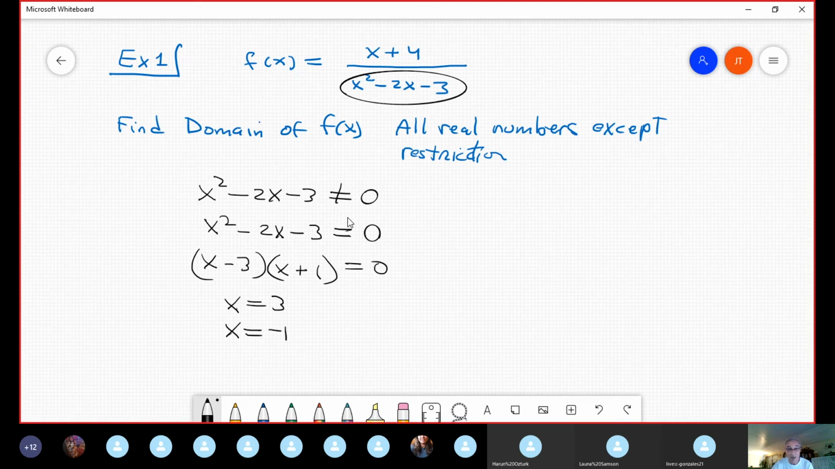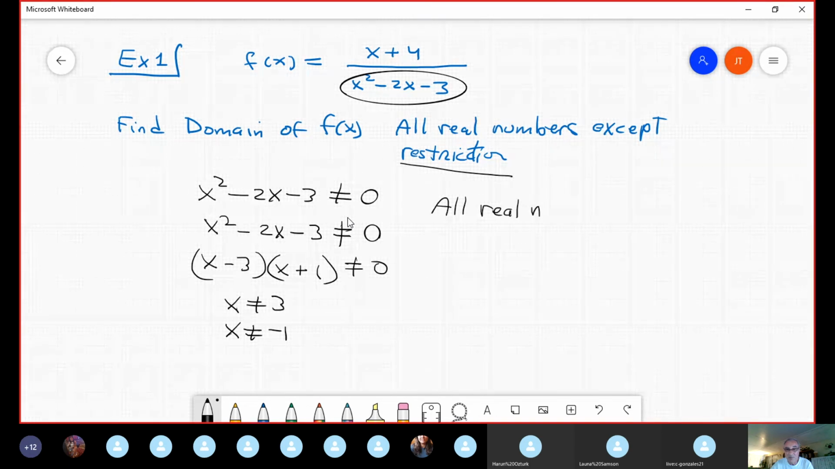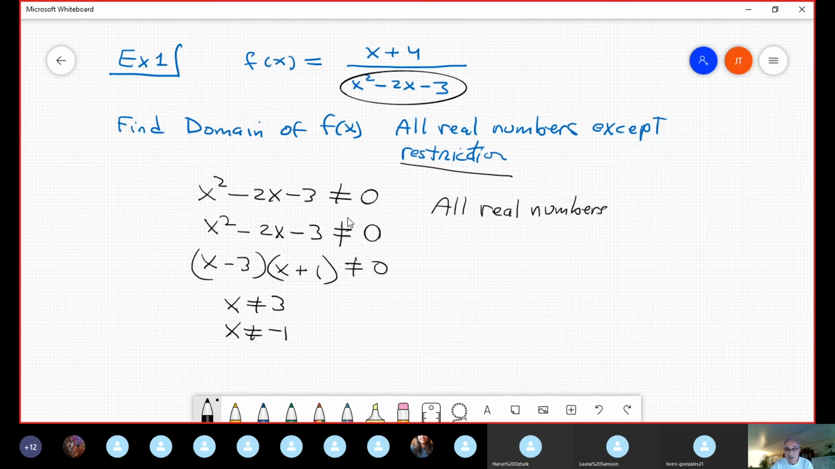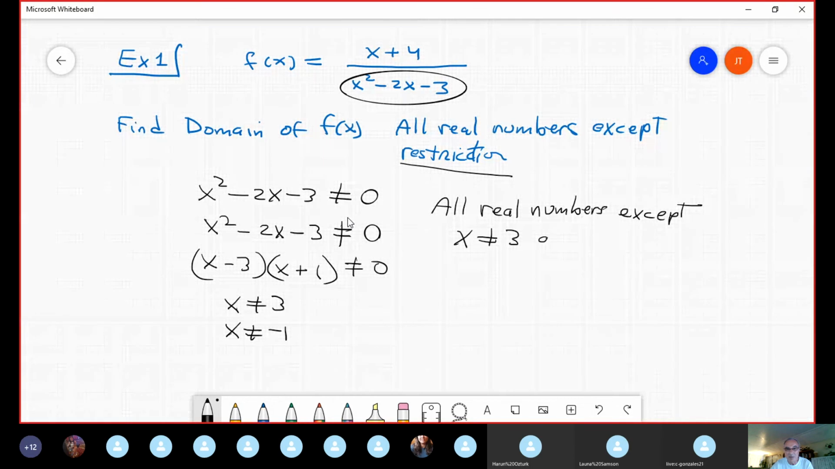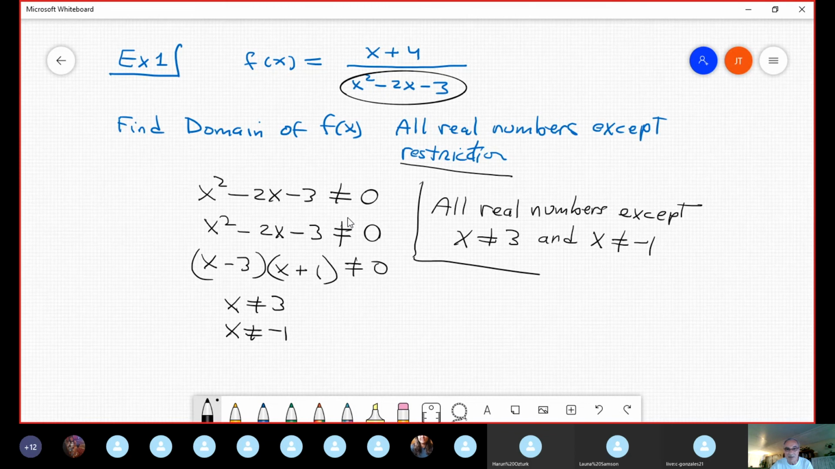But remember, actually these are the restrictions. And the restriction is not zero, no equal. So what is my final answer? Well, my final answer in English is all real numbers except the bad guys. And who are the bad guys in this problem? x not equal to 3 and x not equal to negative 1. You can separate them by a comma, but it's clearer to put the conjunction and in between. And it's a fantastic answer.